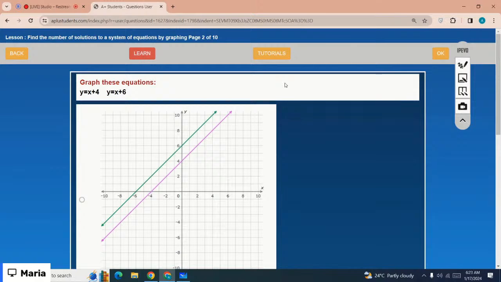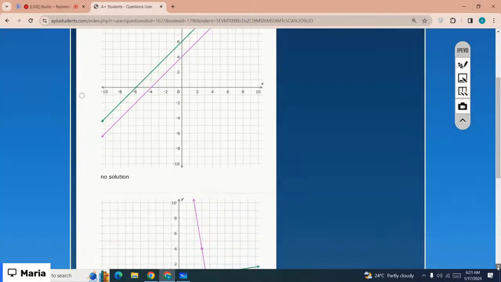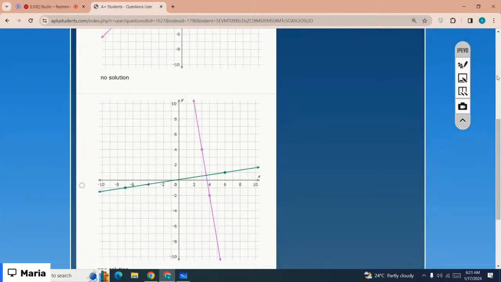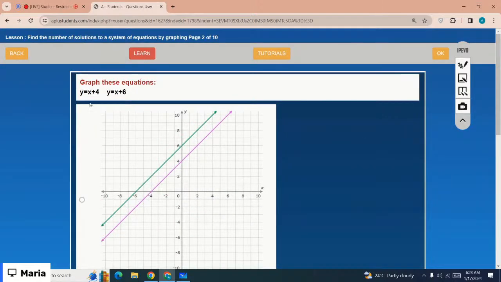Okay, y equals 6, y equals x plus 4 and y equals x plus 6. Let's see which is the correct option. The first one is the correct option. You can see for this one, the y-intercept is 4, here is the y-intercept 4. For the second equation, the y-intercept is 6, here is the 6. That means option number 1 is the correct option, right? Again, the lines are parallel, no solution, right?